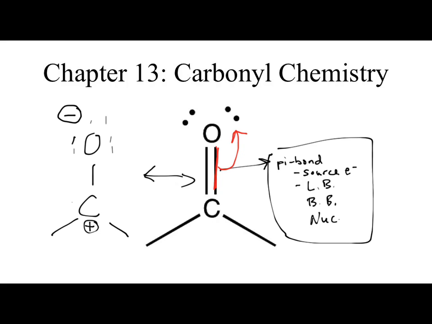So if we go back to our definition of what we were looking at with our pi bond, it's a source of electrons, Lewis base, Bronsted base, nucleophile, all that fun stuff. Okay, is it really the pi bond that has that reactivity? Or is it better described coming from the oxygen? Makes a little bit more sense to refer to the oxygen as being our Lewis base or our Bronsted base or our nucleophile, because that's where our electrons are. Okay, because it's more electronegative than that carbon.